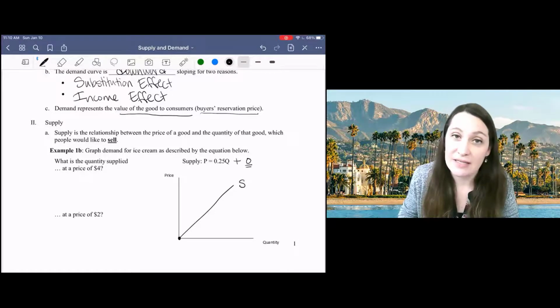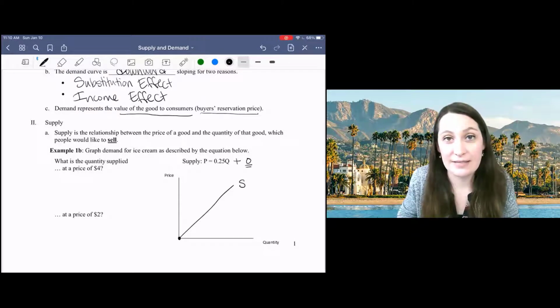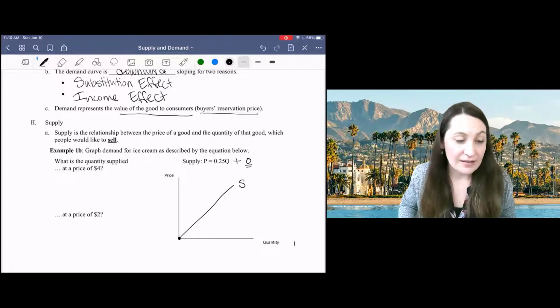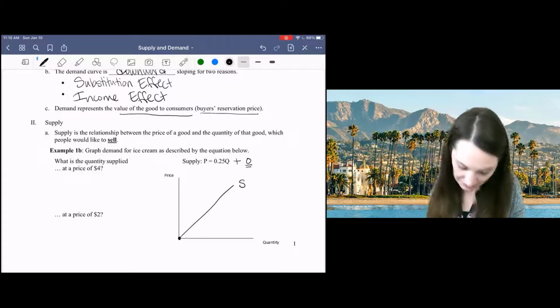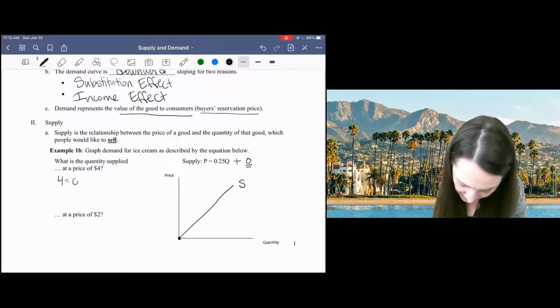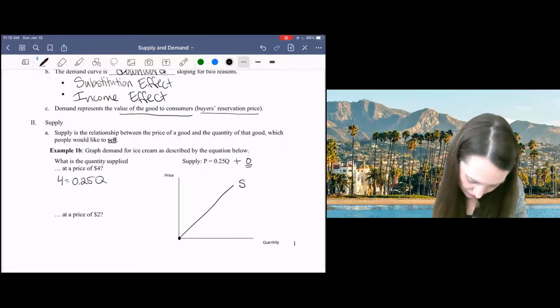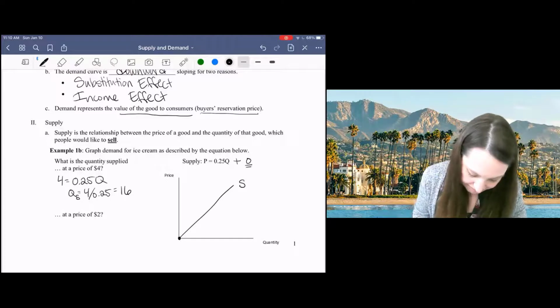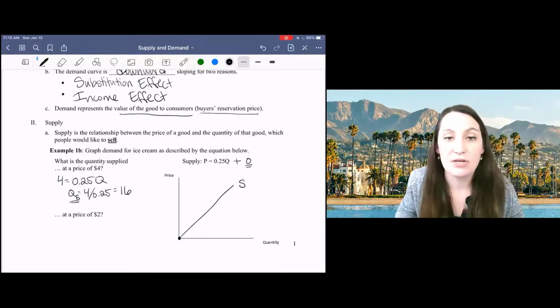So supply represents the relationship between all prices and the corresponding quantity supplied. To find the quantity supplied, we simply plug the price into our supply equation, and then we can solve for Q. So if the price is 4, then the quantity supplied will be 16. We'll sometimes use a Q sub S versus a Q sub D to differentiate between the quantity demanded and the quantity supplied.